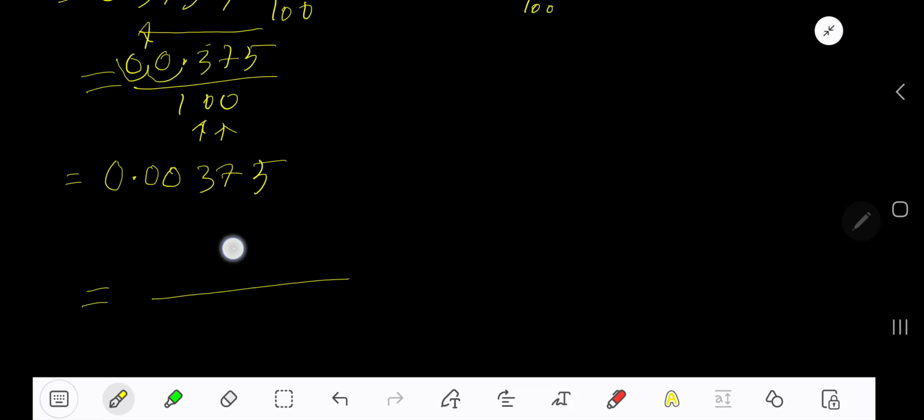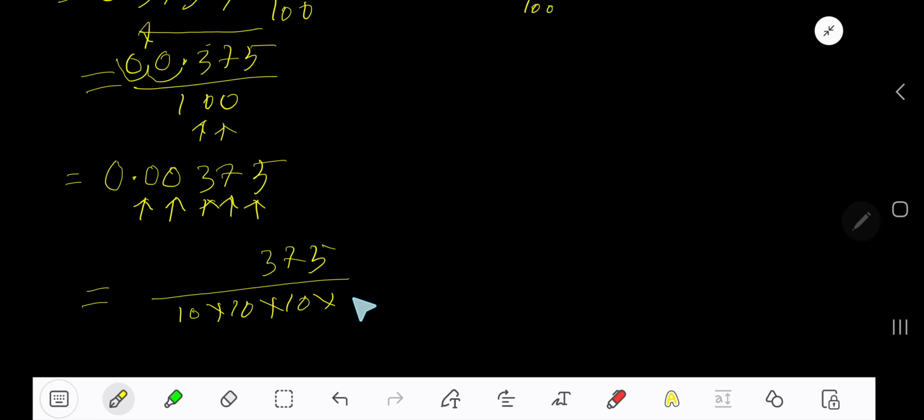How to do that? We need a numerator and a denominator. For the numerator, just skip the decimal and write the number you are getting. After skipping the decimal, we are getting this. The leading 0 doesn't have any value. For the denominator, for every digit after the decimal, you have to consider a 10. So here we have 1, 2, 3, 4, 5 digits, so you have to write 10 five times as a multiplication.